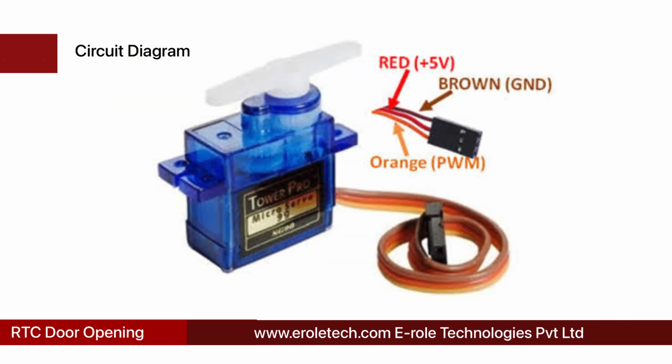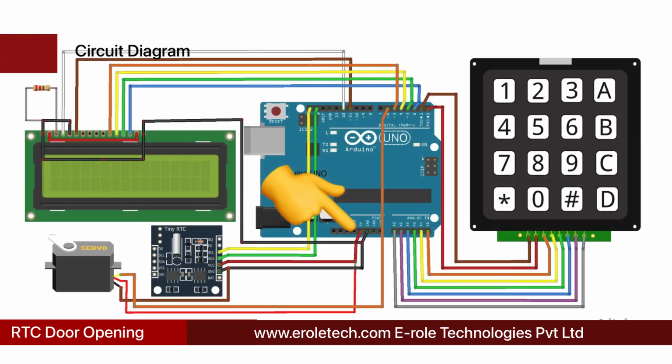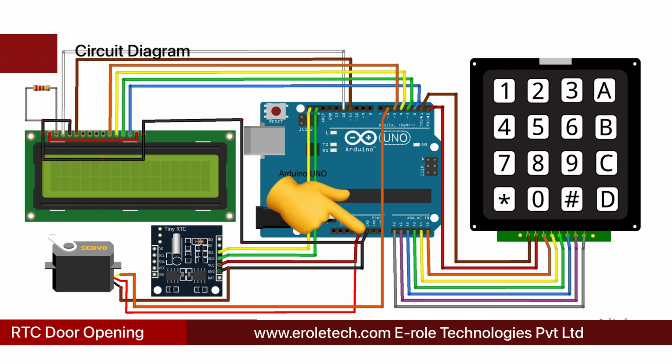Servo motor has 3 wires: red, orange, and brown. Connect the red wire with the 5V pin of Arduino. Connect the brown wire with the ground pin, and orange wire with pin number 6 of Arduino. Orange wire is used to give control signals to the servo motor.